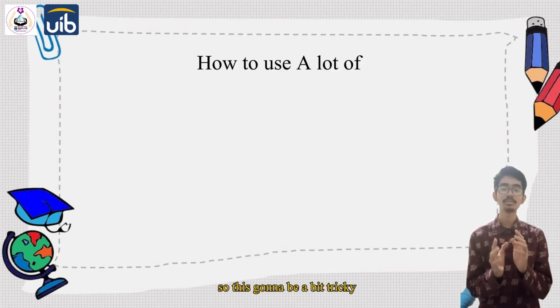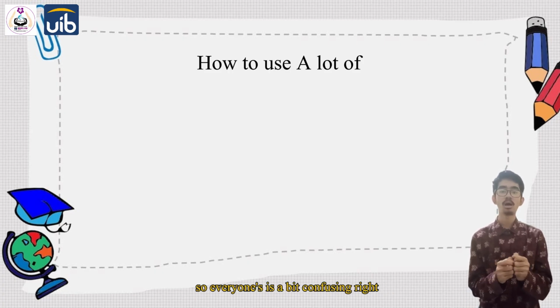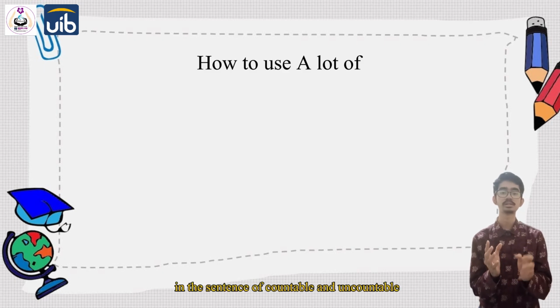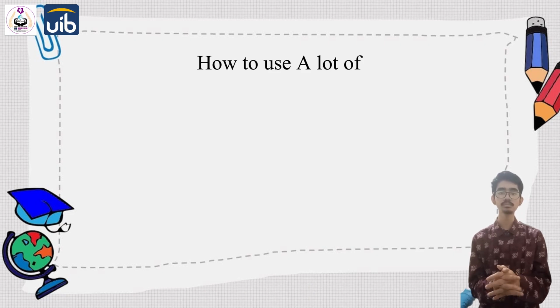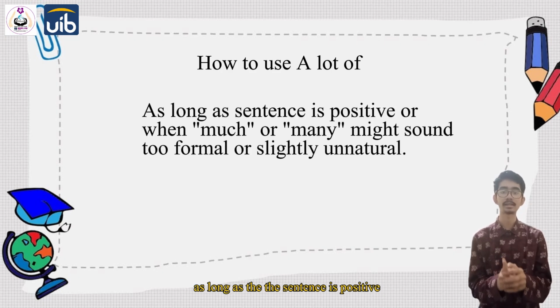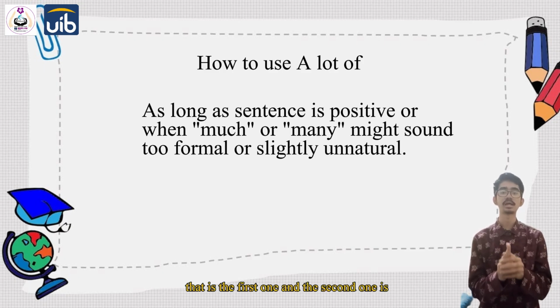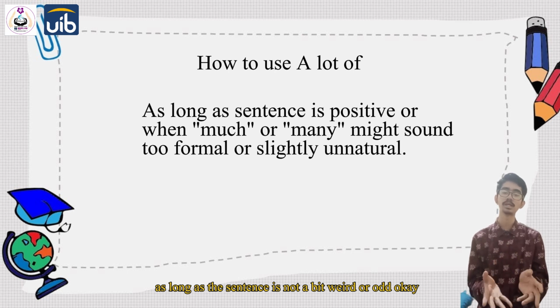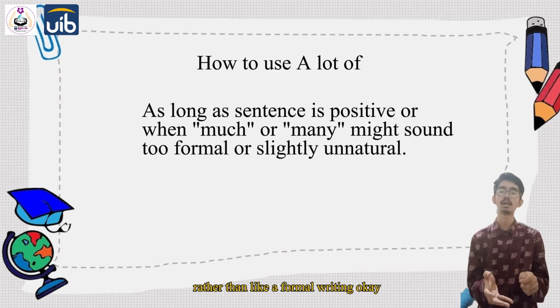Let's move along to the next topic, how to use a lot of. This is going to be a bit tricky, and it's a bit confusing, right? To use a lot of with countable and uncountable nouns, like much and many, it is only if the sentence is positive. The second condition is that the sentence is not weird or odd. You can use a lot of to sound more natural rather than formal writing.